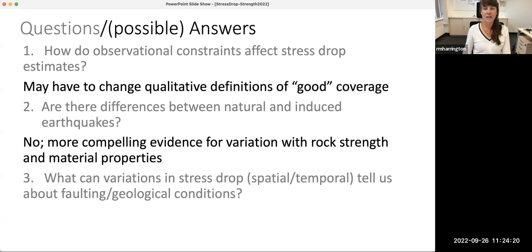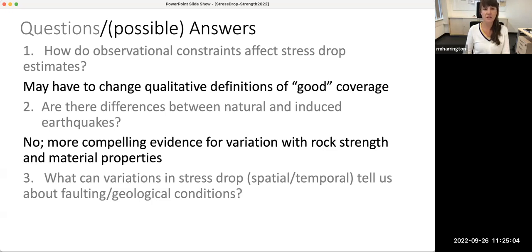But then once we take those caveats into mind and start trying to get at differences between natural and induced earthquakes, and what we can learn about rock strengths, it doesn't look like, for example, between natural and induced earthquakes that there are any physical differences. There's more compelling evidence based on what we've seen for variation within rock strength and material properties, which for me provides more motivation to continue looking at induced earthquakes to try to learn about natural earthquakes and how lithology and faulting conditions make an imprint on the types of observables that we use to try to study them.